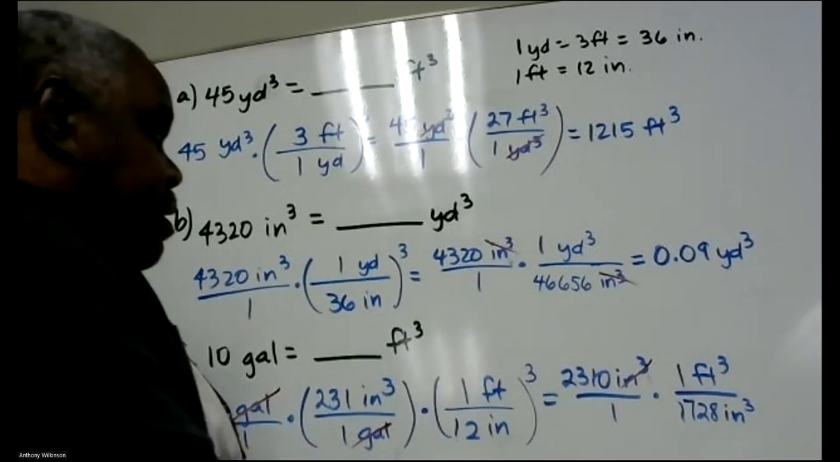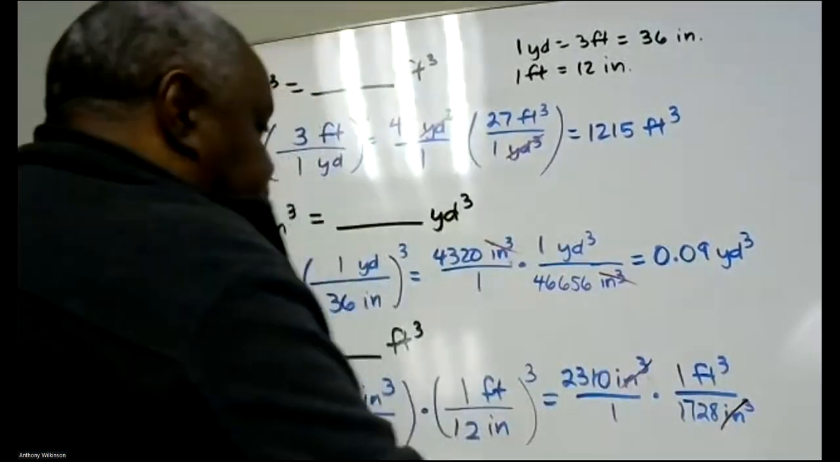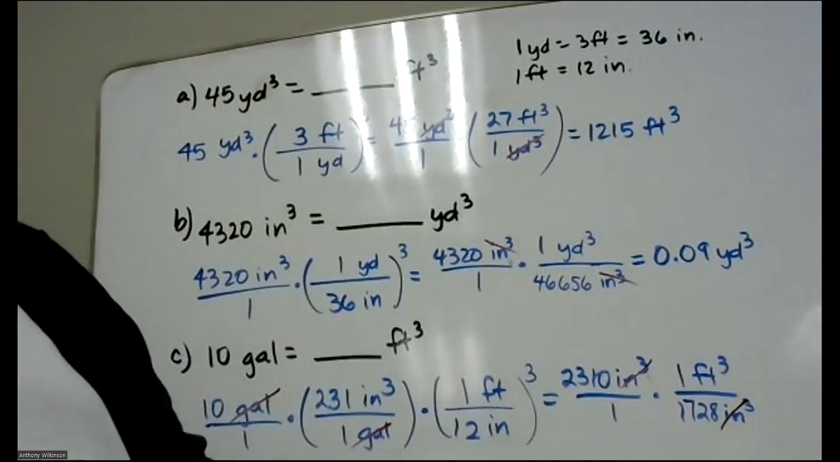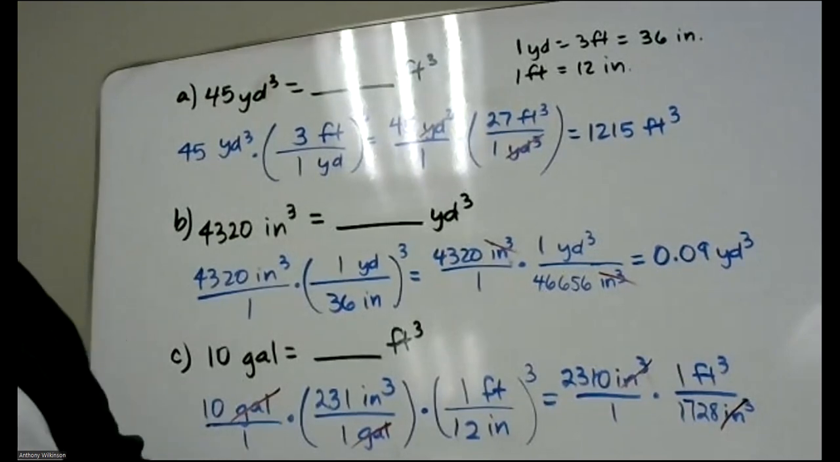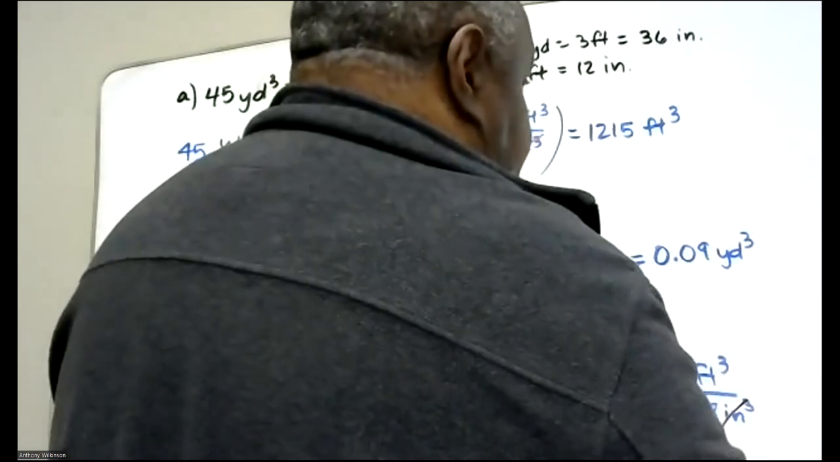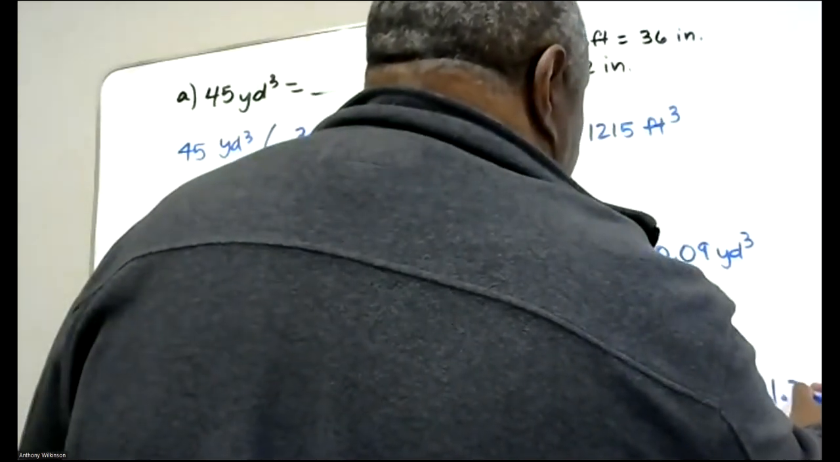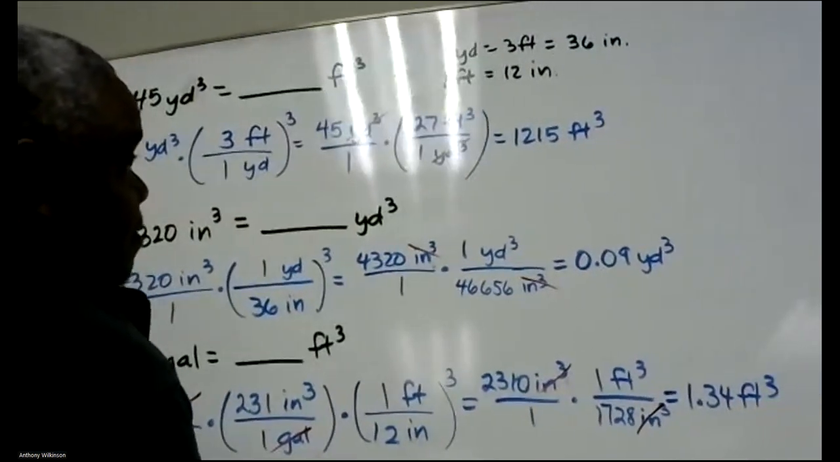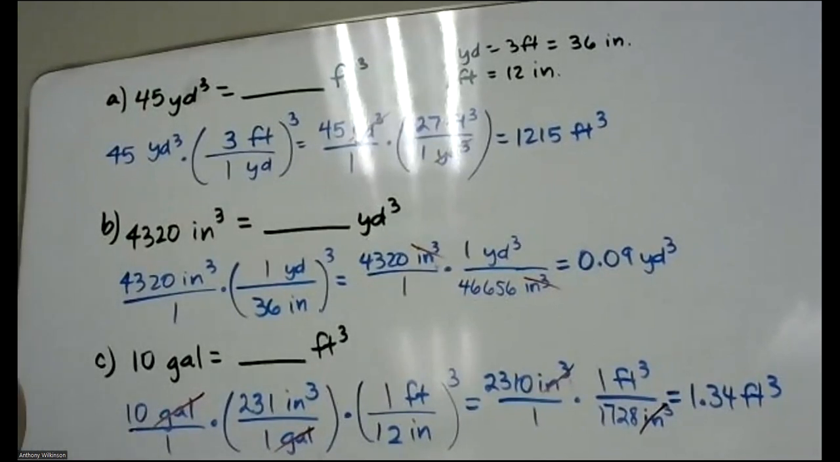And now I can divide out the cubic inches. So if I do 2,310 divided by 1728, I'm gonna say this is approximately 1.34 cubic feet. Okay. Questions on this one? Because I know that one was something else.